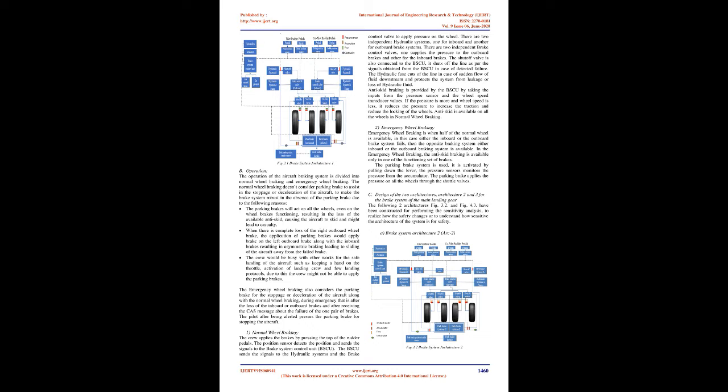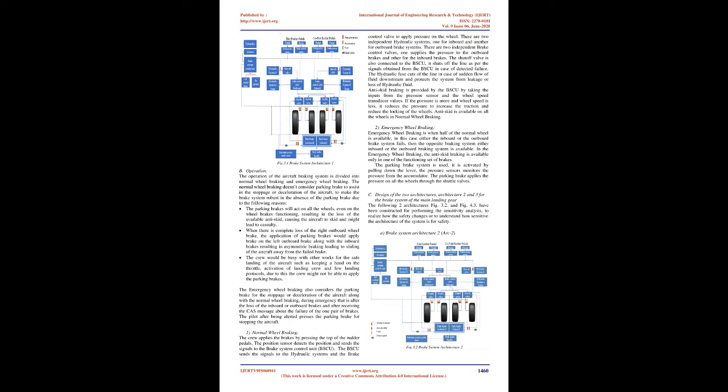There are two independent hydraulic systems, one for the inboard and another for the outboard brake systems. There are two independent brake control valves, one supplies the pressure to the outboard brakes and the other to the inboard brakes. The shut-off valve is also connected to the BSCU. It shuts off the line as per the signals obtained from the BSCU in case of detected failure. The hydraulic fuse cuts off the line in case of sudden flow of fluid downstream and protects the system from leakage or loss of hydraulic fluid.